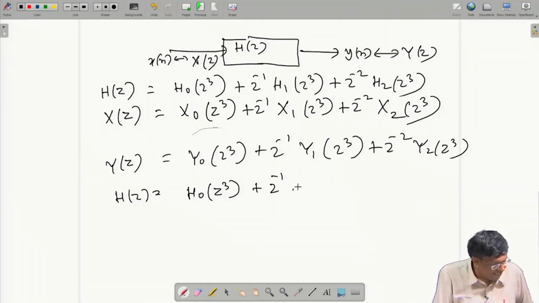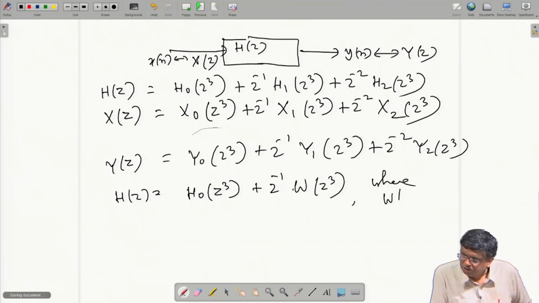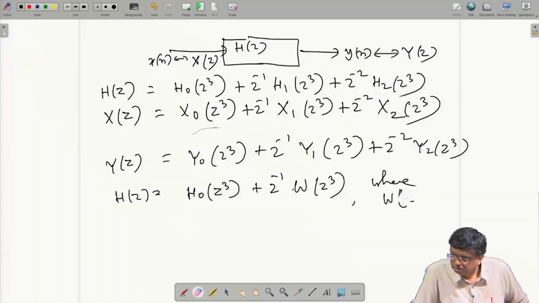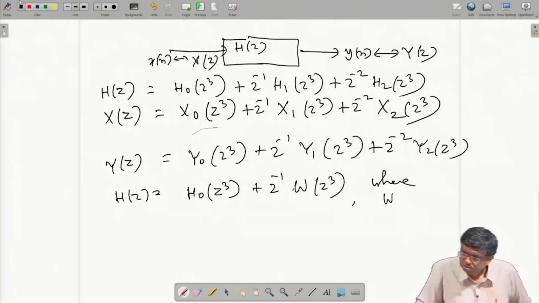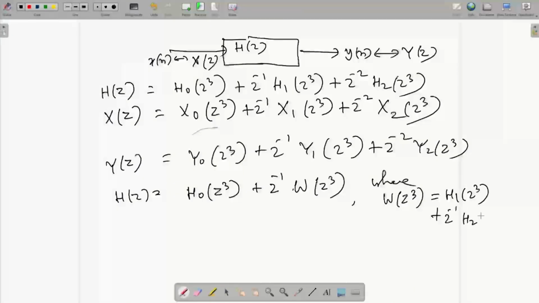Z inverse. I will call it W(z^3), where W(z^3) is nothing but, if I take Z inverse common, H1(z^3) plus Z inverse H2(z^3). Okay.